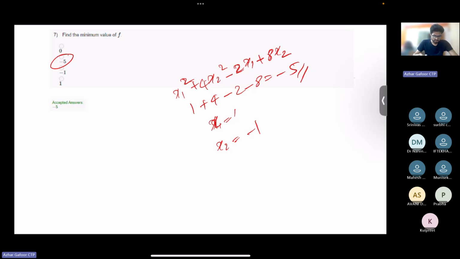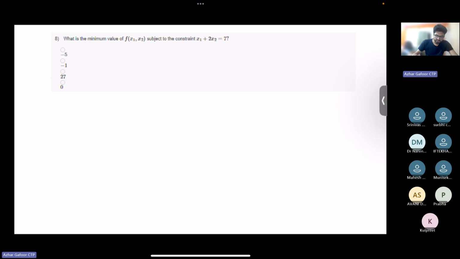Now let us see what will be the answer of the function if we add a constraint to that. Again, our function is x1 square plus 4x2 square minus 2x1 plus 8x2. And we have a constraint here. So try to answer it.